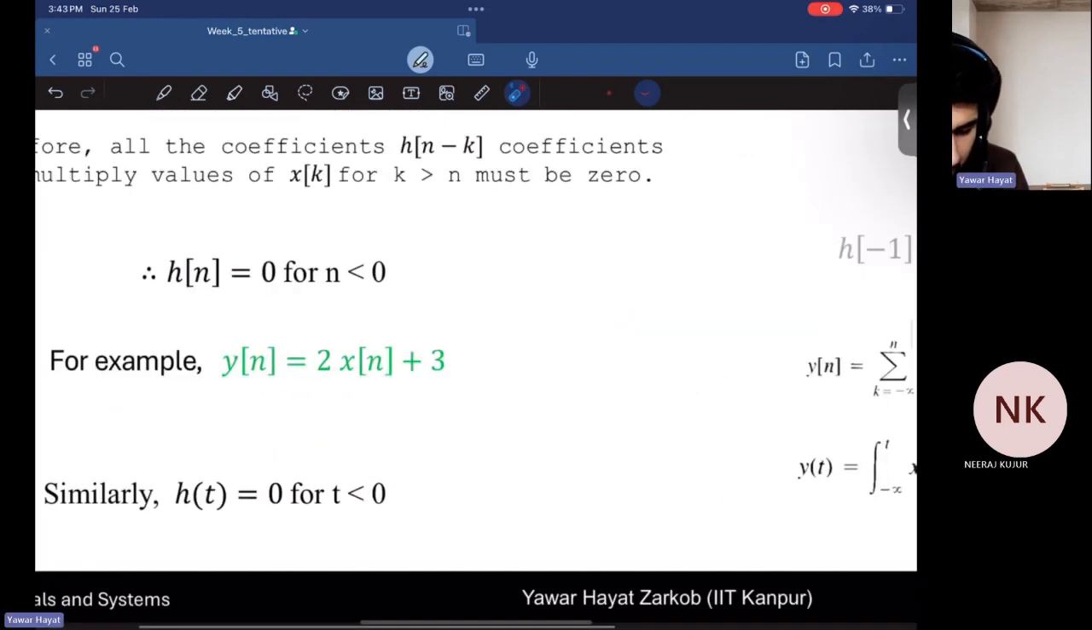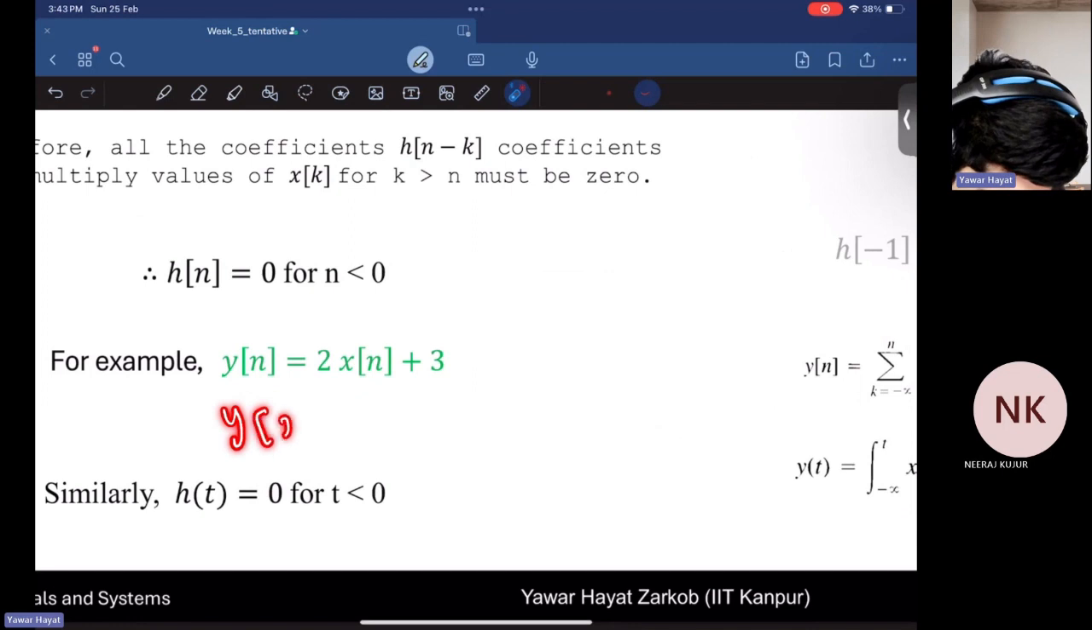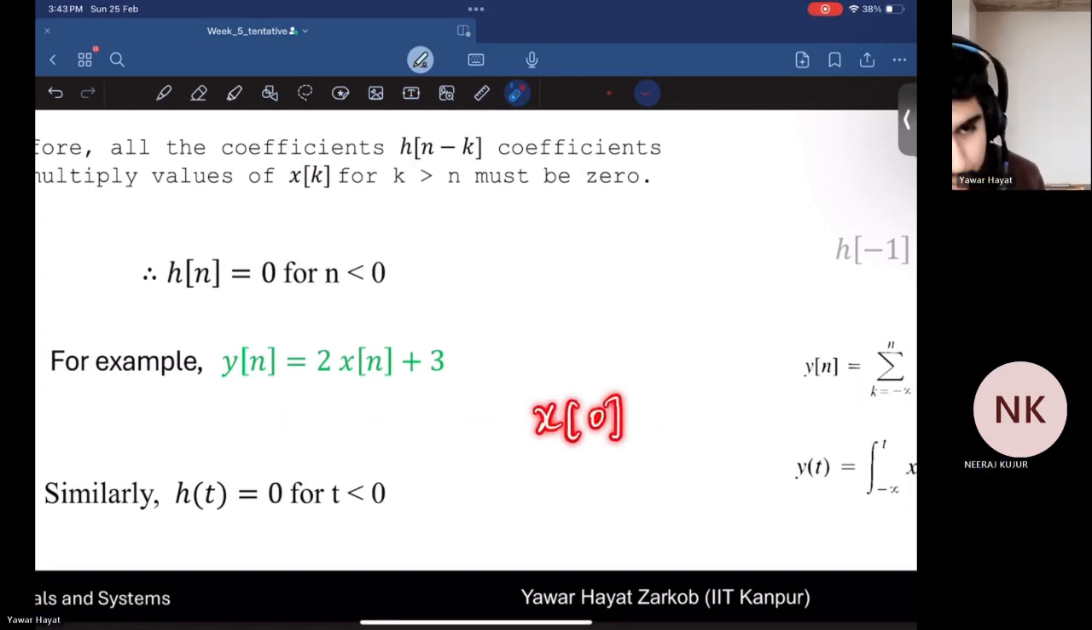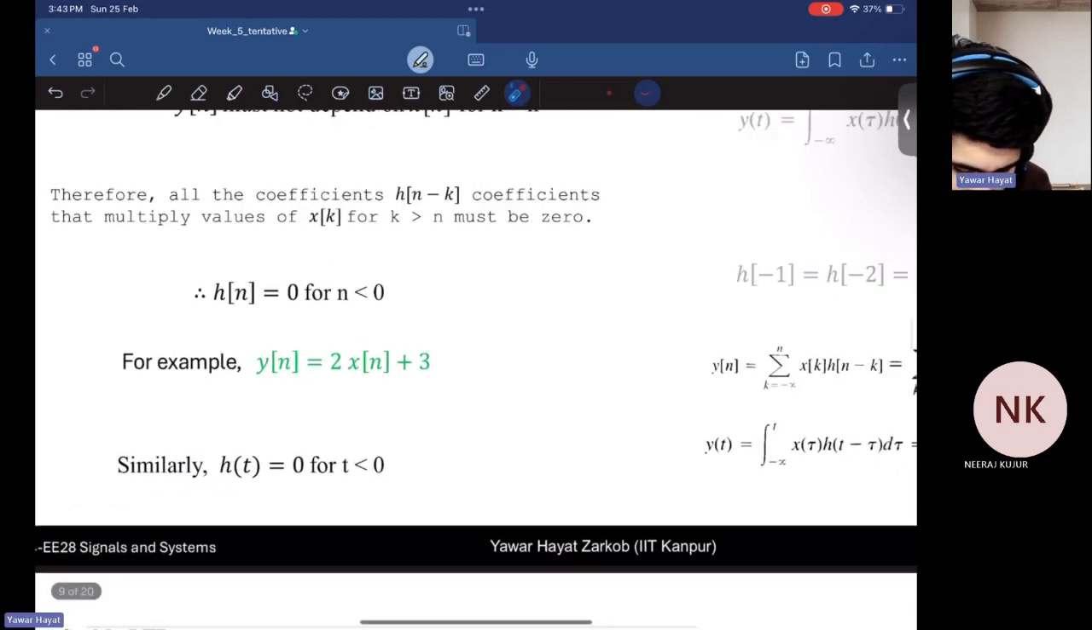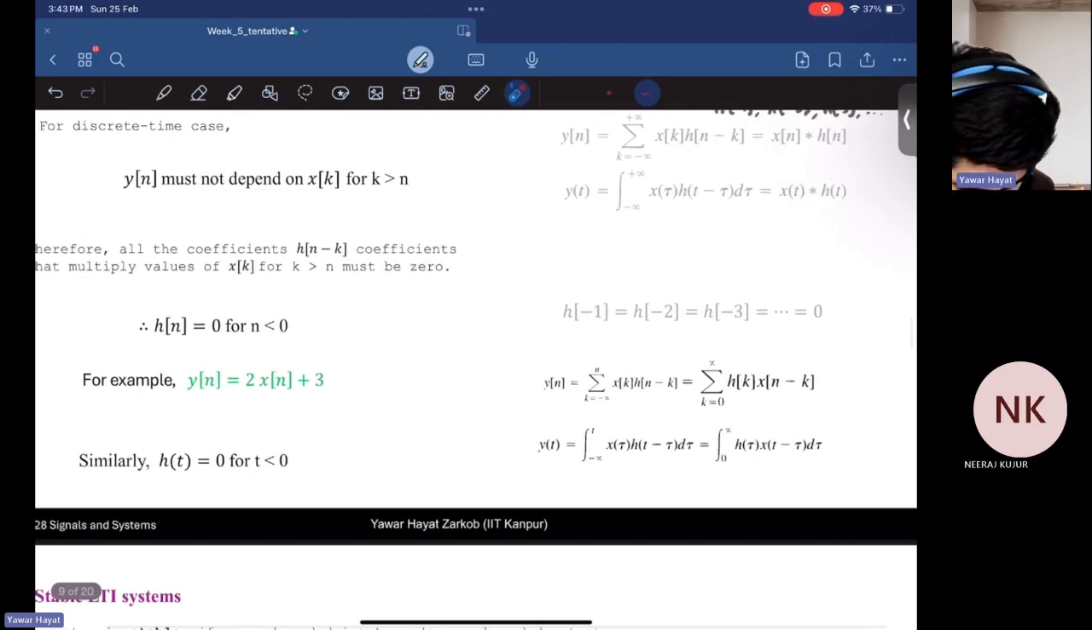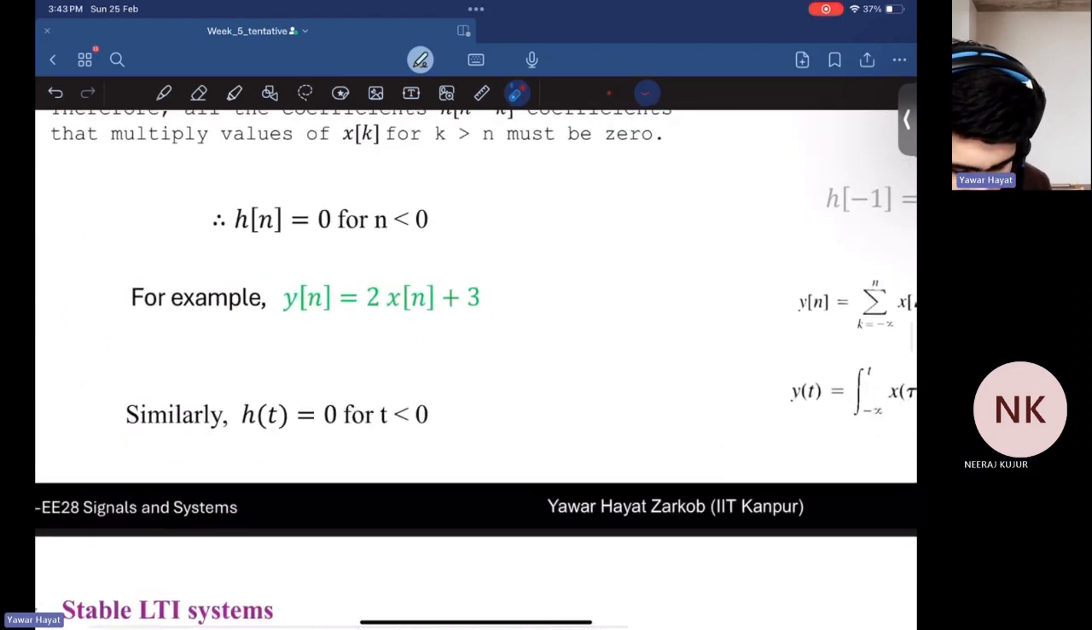In this case, when you compute y of 0, it will depend on x of 0, because n is the same. It depends only on the present instant of time. When y of 1 is computed, it depends only on x of 1. It won't depend upon any other value of x of n other than 1.